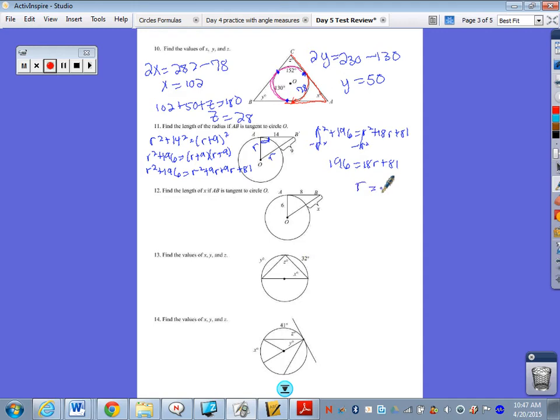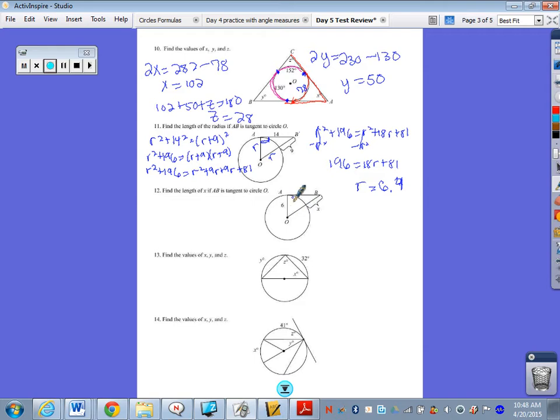And then we're going to solve that, and we're going to get a decimal, and we're going to do 6.4 if we round to the nearest tenth. Okay, so then number 12, it says find the length of x if AB is tangent to circle O.